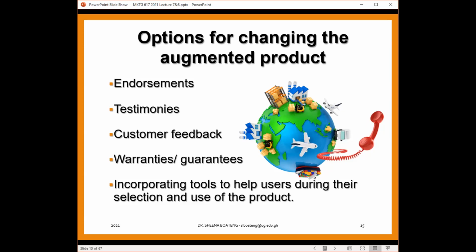So with information that is provided through endorsements, testimonies, and customer feedback, customers are able to not only gain information regarding whether or not these products or services would be a good fit for them, it also provides them with information on how to best utilize these products and services, and also gives us as e-marketers information regarding how we can go about improving upon the products and services that we offer to create better experiences for the customers that we serve. Other options for changing the augmented products include providing warranties and guarantees.